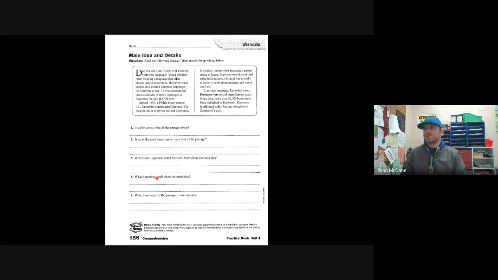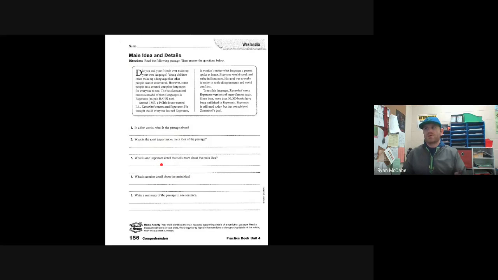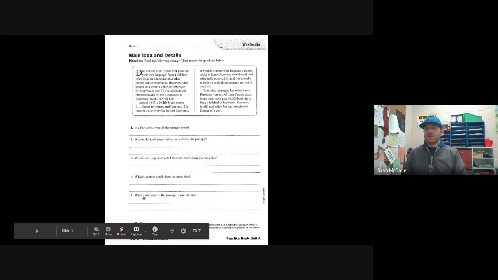Then this asks, what is another detail about the main idea? There are details that are maybe not as important as others, but they're still supporting details. So this one's asking, what do you think is the most important that would support the most? This one is, what is another detail? And down here, it asks you to write a summary.